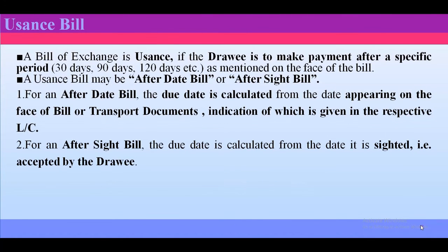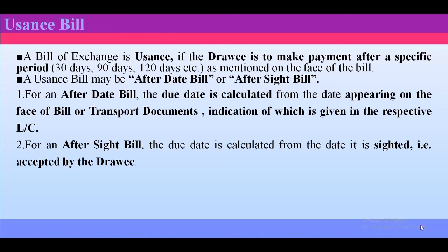Usance bill. A bill of exchange is usance if the drawee is to make payment after a specific period, 30 days, 90 days, 120 days etc., as mentioned on the face of the bill. A usance bill may be an after-date bill or an after-sight bill. For an after-date bill, the due date is calculated from the date appearing on the face of the bill or transport documents, indication of which is given in the respective letter of credit.